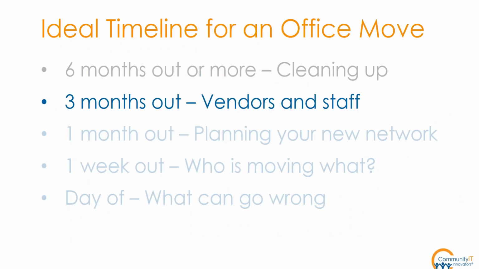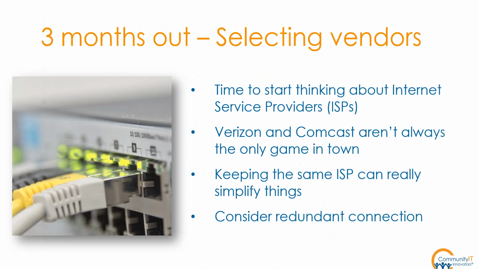All right, so now we're moving to about 3 months out, and the big thing to think about here is ISPs, and other vendors. But ISPs, are you happy with them? Are you getting a good speed for the cost? Like, in the DC area, Verizon and Comcast are the big ones, but they're not always the only game in town. So it could help you a lot, and you can do a lot better with cost per speed per month with a new contract.